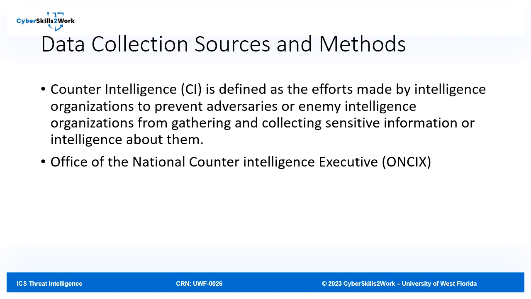Counter cyber intelligence, or CCI, is defined as all efforts made by one intelligence organization to prevent adversaries, enemy intelligence organizations, or criminal organizations from gathering and collecting sensitive digital information or intelligence about them via computers, networks, and associated equipment. CCI are measures to identify, penetrate, or neutralize computer operations that use cyber weapons as a means and a mechanism to collect information.